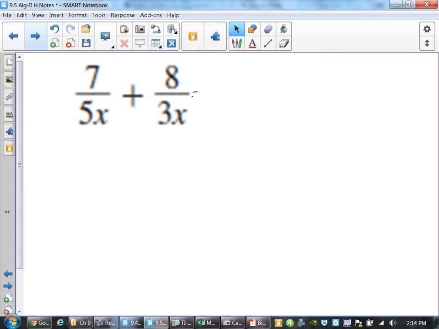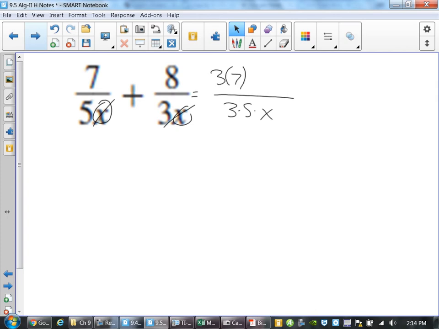What do they have in common? They have an x in common. These guys are already factored out in terms of prime, so these are in common. Cross them out, we already wrote it down. What's left? A 3 and a 5. So I have 3 times 5 times x, 15x. What is the fraction on the left missing? 3. So I have to multiply the top by 3. What's the fraction on the right missing? 5. So you wind up with 21 and 40, which is 61, over 15x.